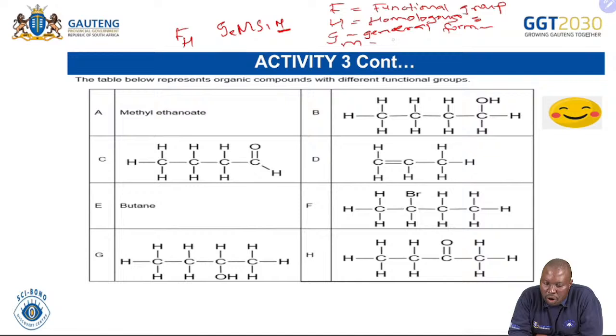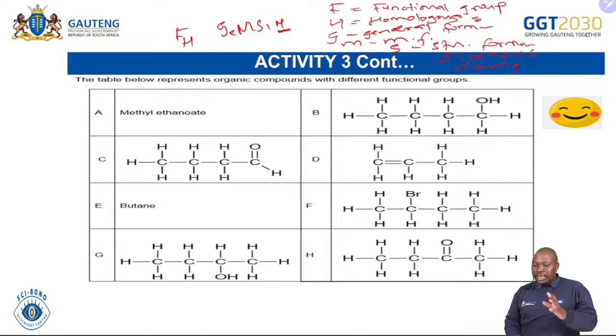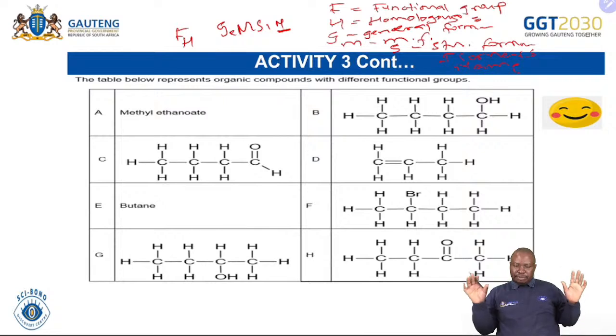M is for molecular formula. S is for structural formula. And then I for isomers, and then N for naming, the name of the molecule. So those are the things that you should always be looking for.